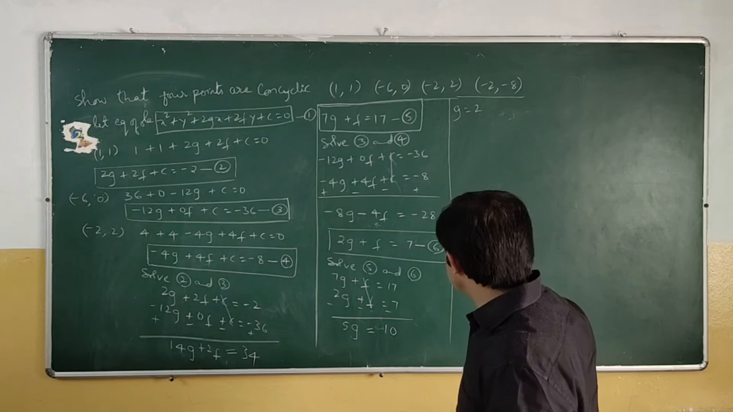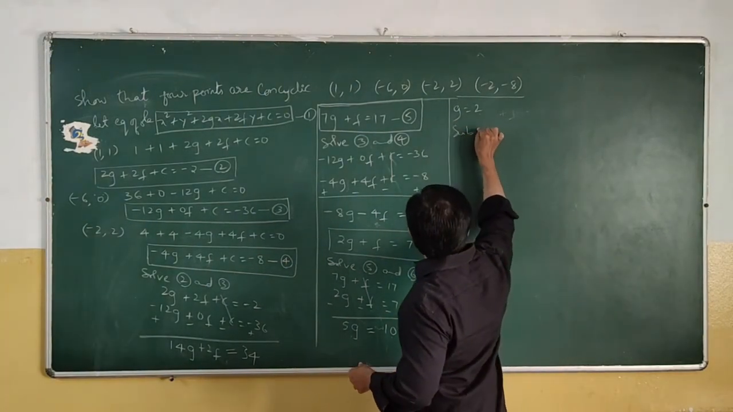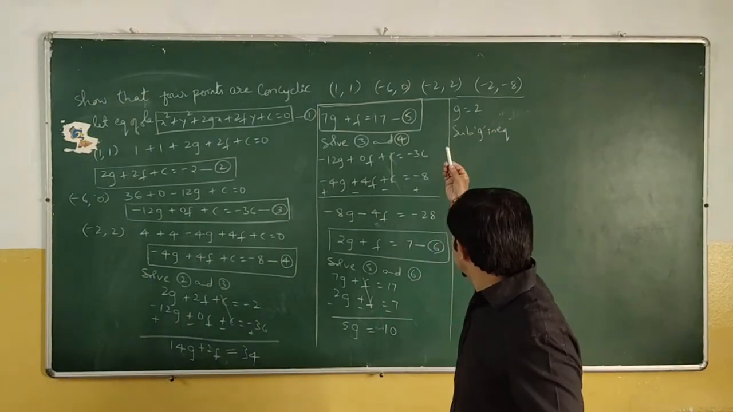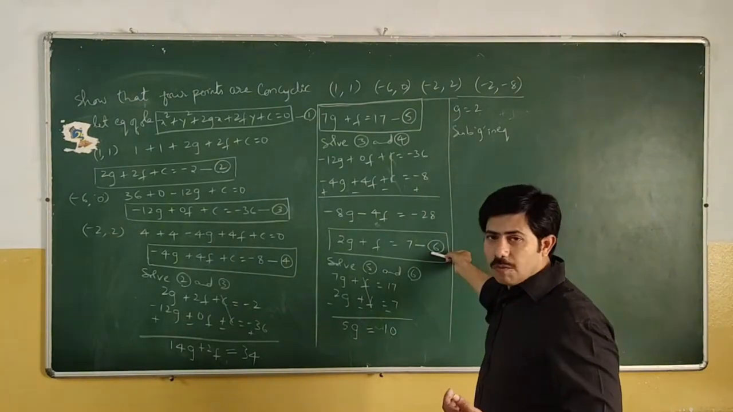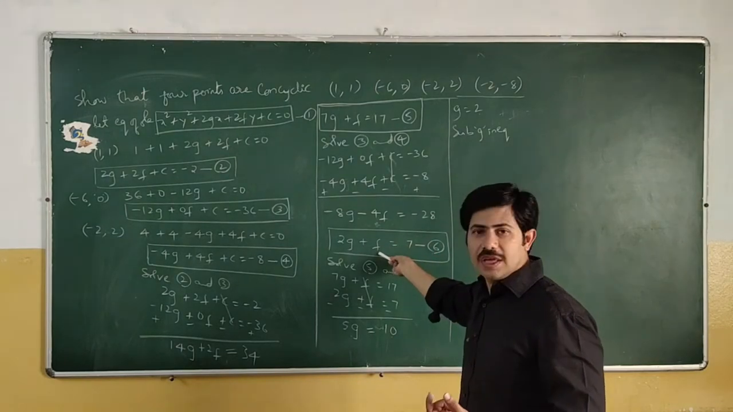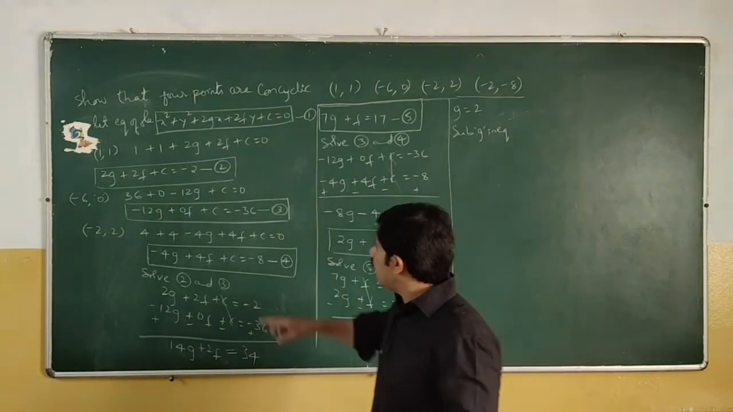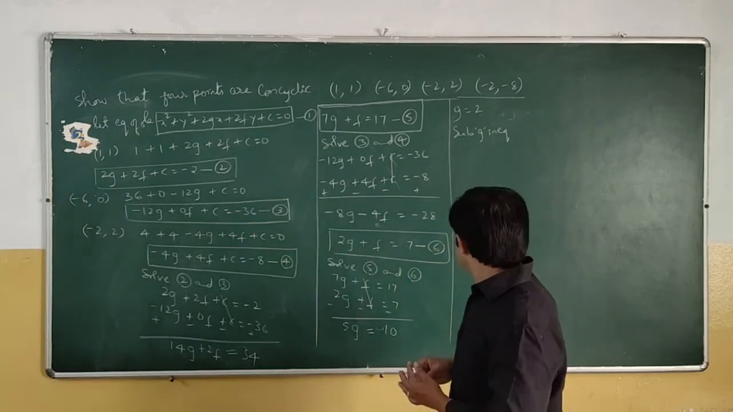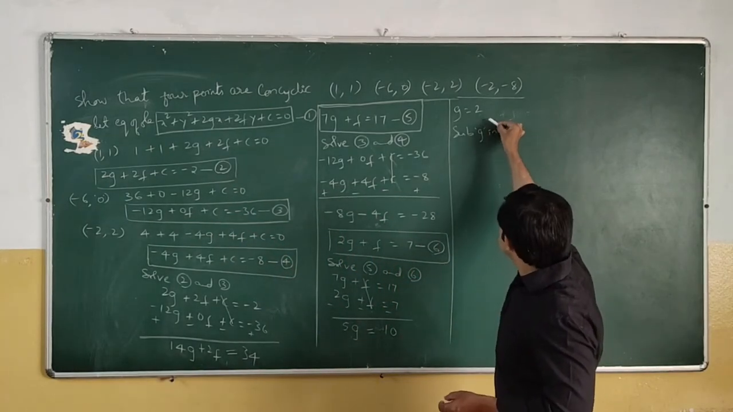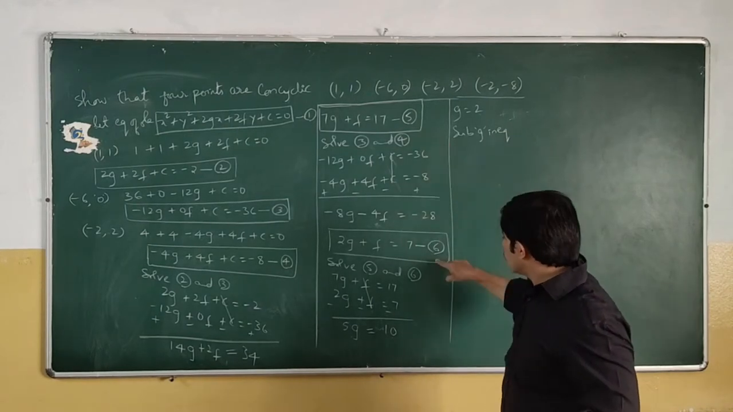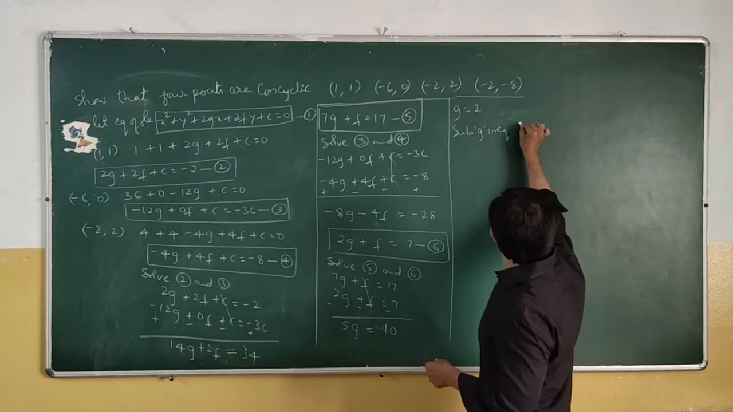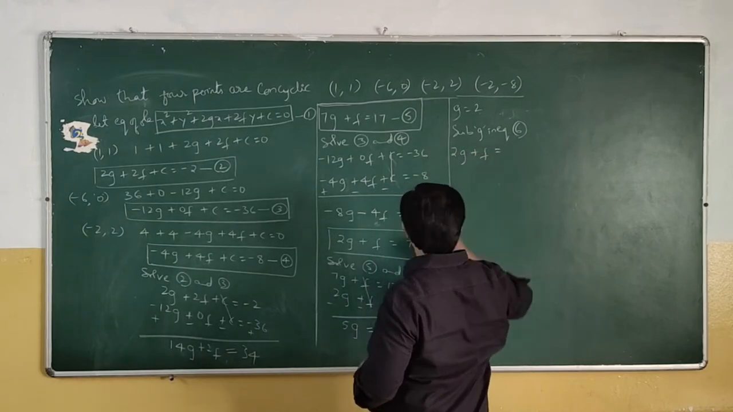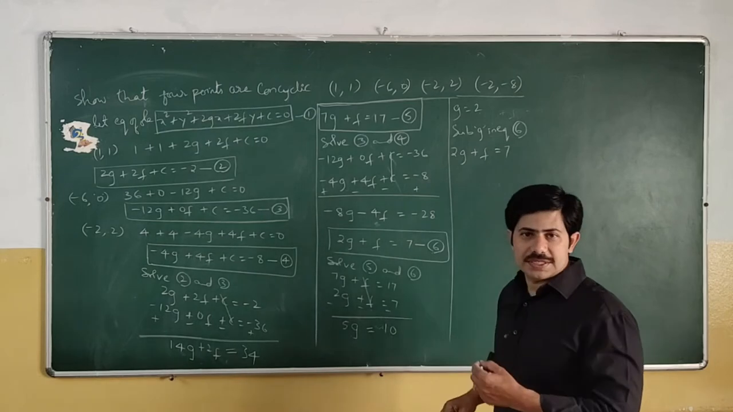After getting G, we have to substitute the G value in equation 5 or 6, so that we can get the value of F. Suppose we substitute the G value in equation 2, we will not get a value, we get one more equation. We don't want an equation now, we need a value. So after getting G is equal to 2, substitute G in equation 5 or 6. Anyone you can use. I am using 6. What is equation 6? It is 2G plus F is equal to 7.